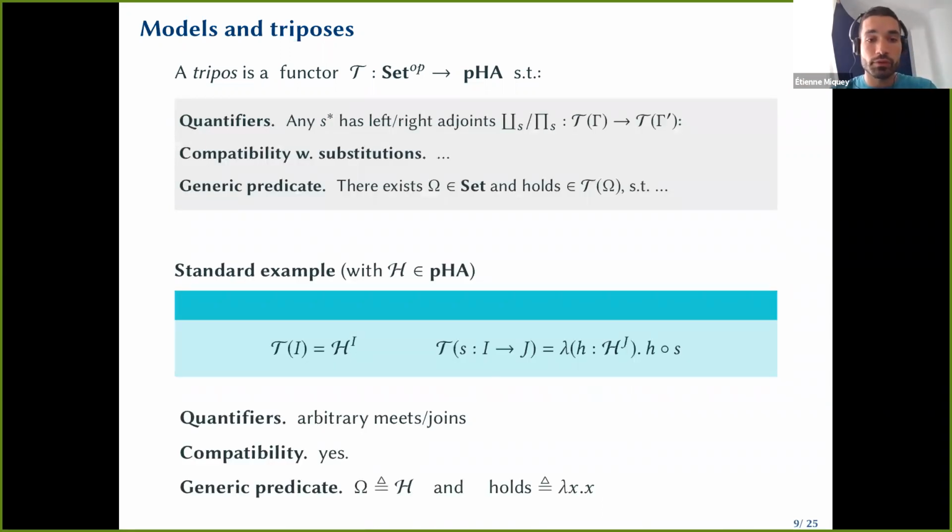And if you want a standard example, if you take a Heyting algebra, you can define a tripos simply by saying that you map any set to the function from this set to the Heyting algebra. You define the image of functions between sets by the precomposition. So that's really the intuition I was giving for composing substitutions with predicates. Then quantifiers are given by arbitrary meets and joins in the Heyting algebra, and the compatibility just works. And the set of propositions is the Heyting algebra itself, and the generic predicate is just the identity function. So it's a heavy structure, but in the case of a Heyting algebra or something like this, it's kind of easy to define the corresponding tripos.